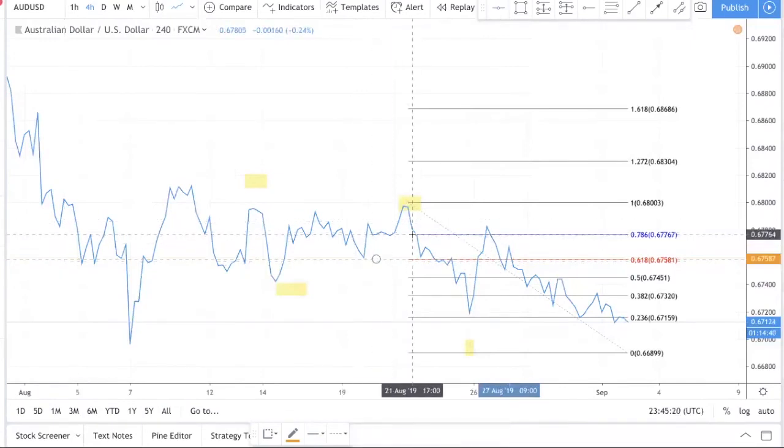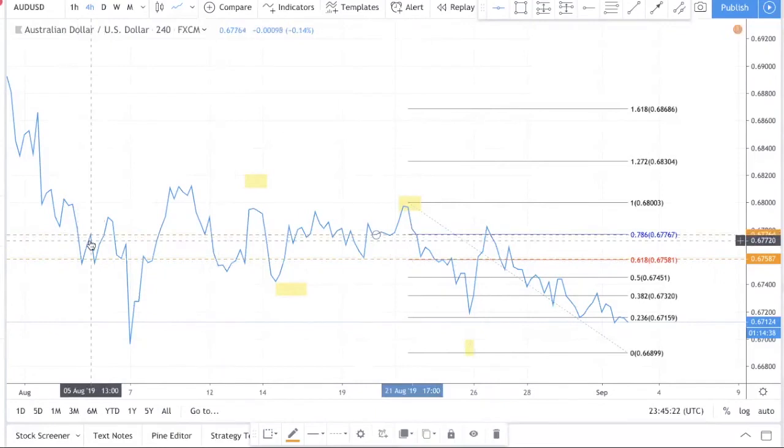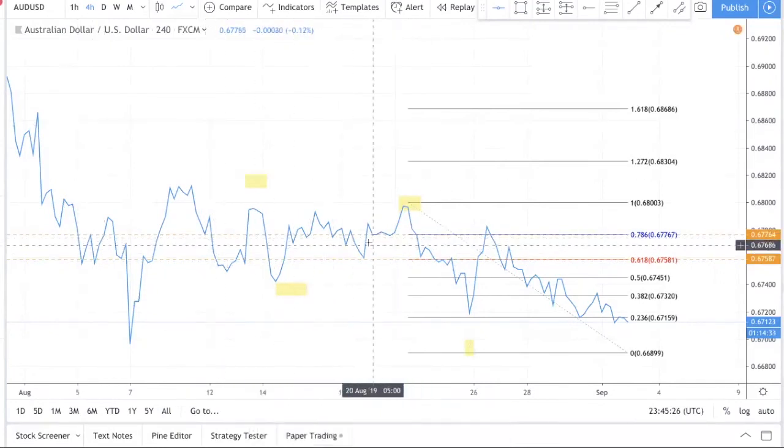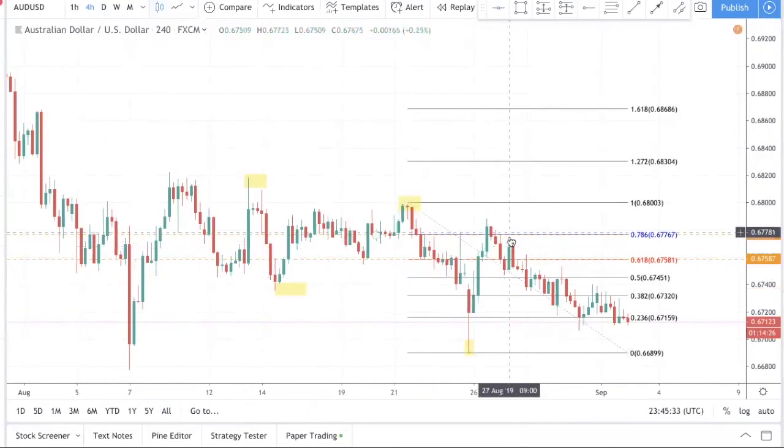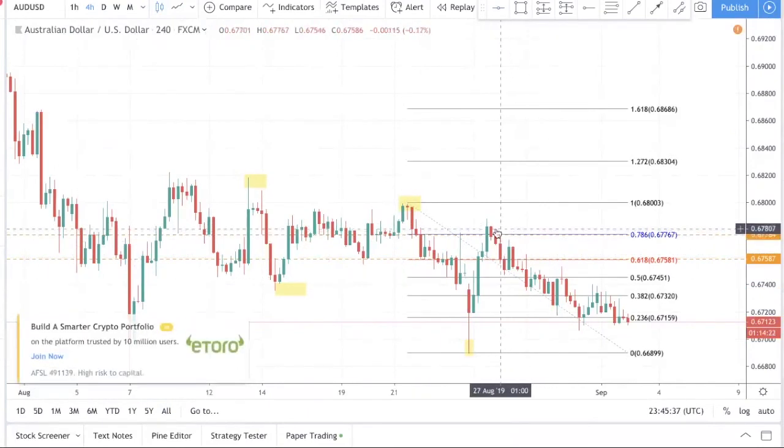The 78.6 itself is also pretty solid. You see one here, two here, and 3 and 4. So in this case, actually, the 78.6 seems to be a stronger level. If you had placed a limit order here, you would have nailed the top.